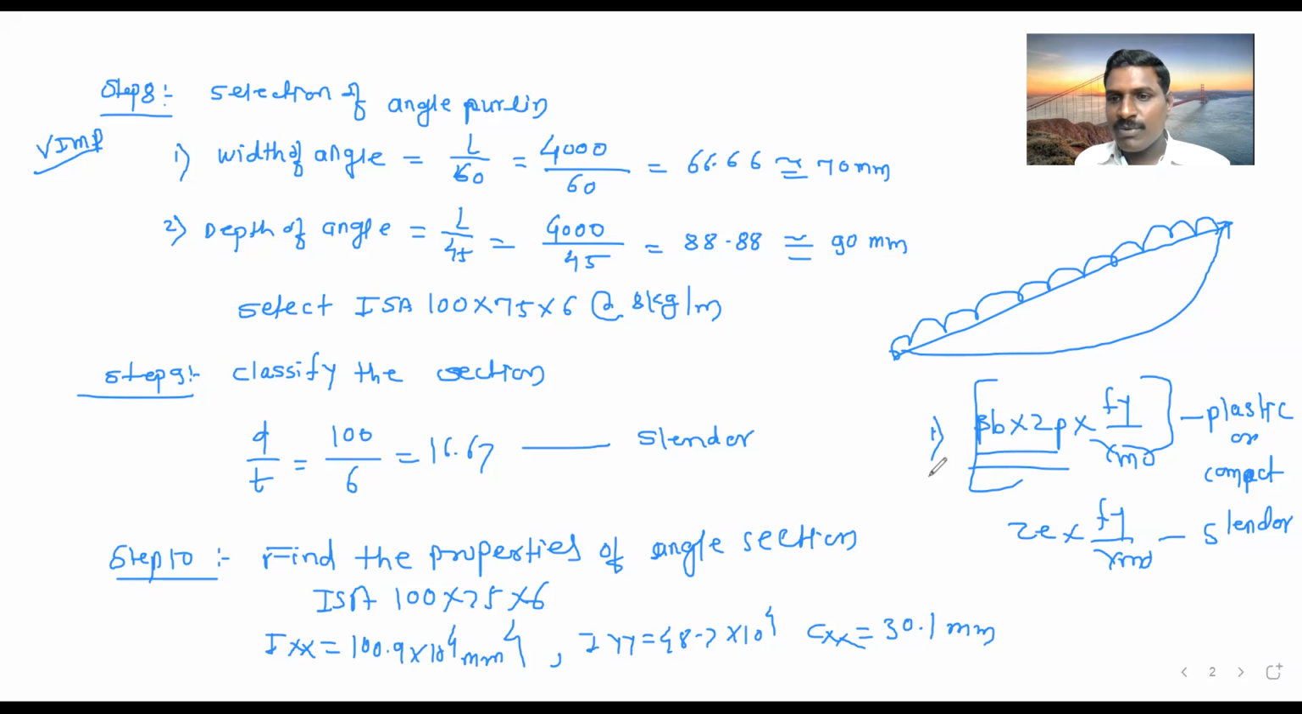So this formula is for plastic and compact, and this second formula is for slender. So we have used this formula now because our section classification is slender.